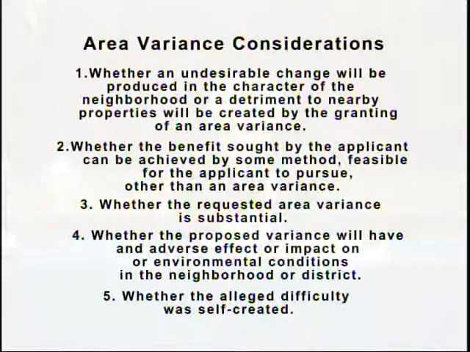Number 1, whether an undesirable change will be produced in the character of the neighborhood or a detriment to nearby properties will be created. Number 2, whether the applicant has other feasible alternatives. Number 3, whether the variance is substantial. Number 4, whether an adverse impact on the environment will be created. And number 5, whether the alleged difficulty is self-created.